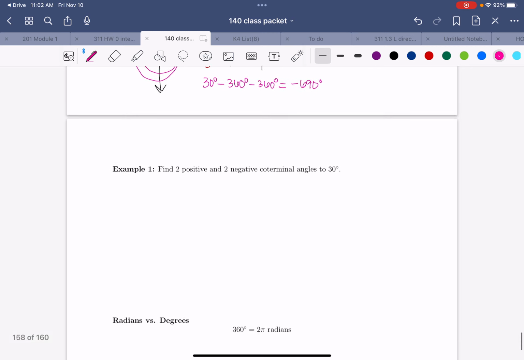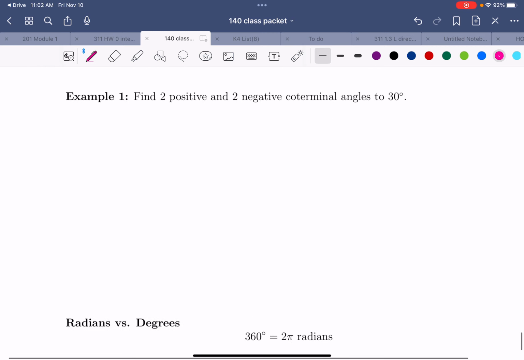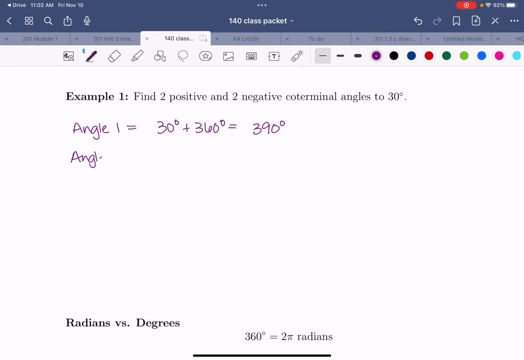For example, if we're going to find two positive and two negative coterminal angles to 30 degrees, to find angle 1, we're going to take our 30 degrees and add 360 to it, and that's going to give us 390. Then to find angle 2, we want another positive, so we take our 30 degrees and add 360 twice. Essentially we're adding 360 to our 390, and that's going to give us 750.